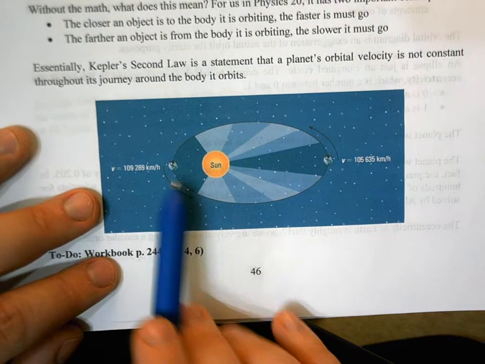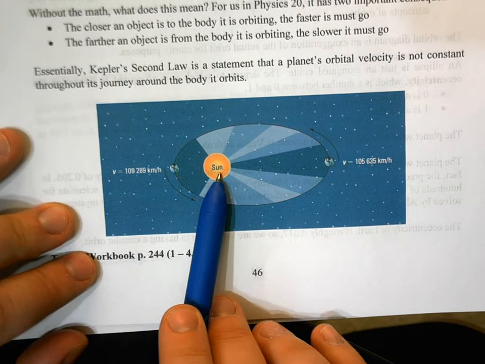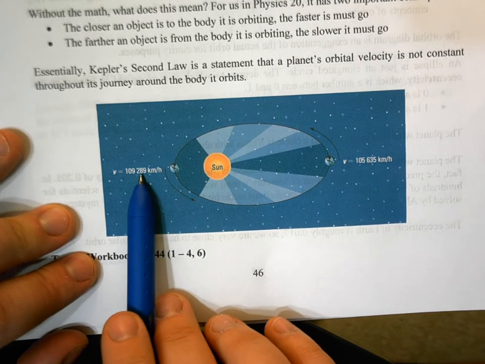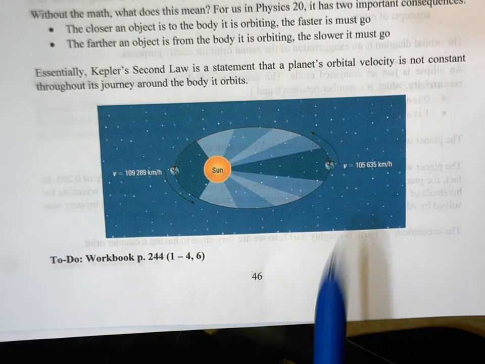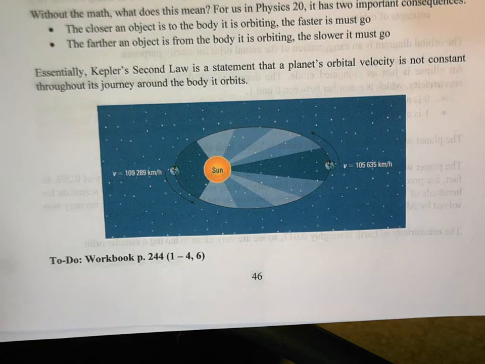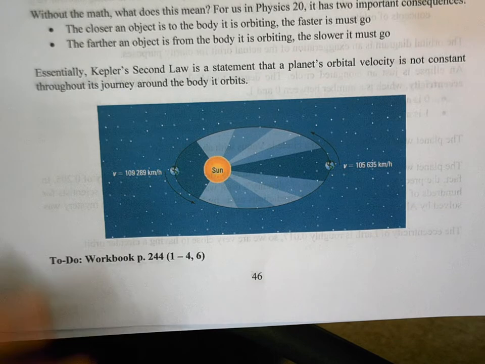The further away we are from the Sun, the slower we're going to go. On this diagram, you'll see the Sun, and the Earth closest to the Sun is going about 109,000 kilometers per hour, whereas we get about 106,000 kilometers per hour at the farthest point.